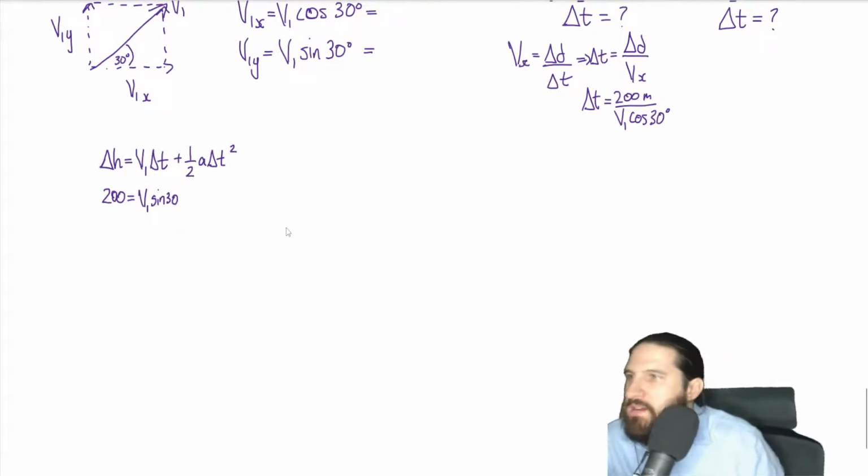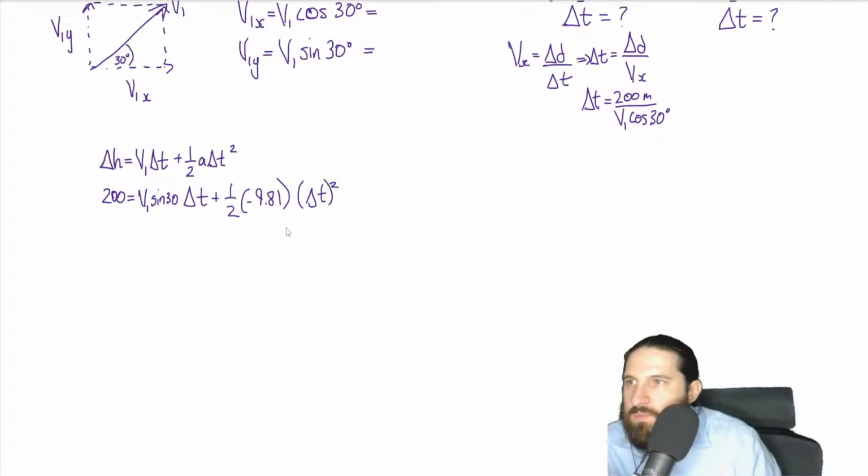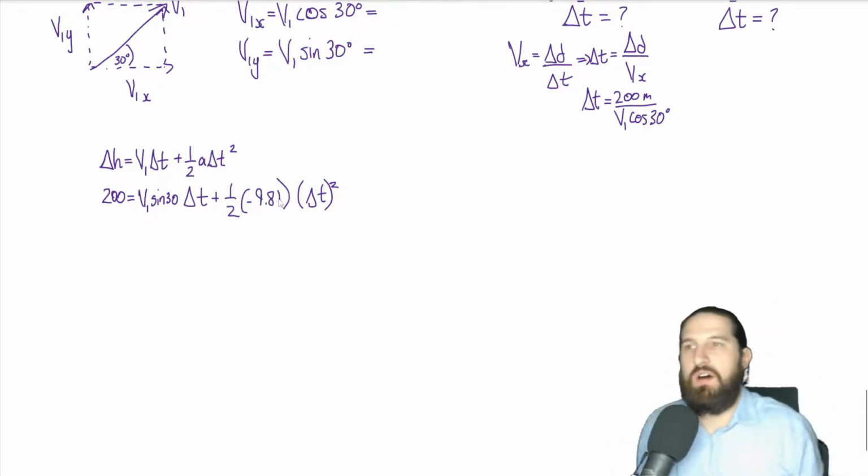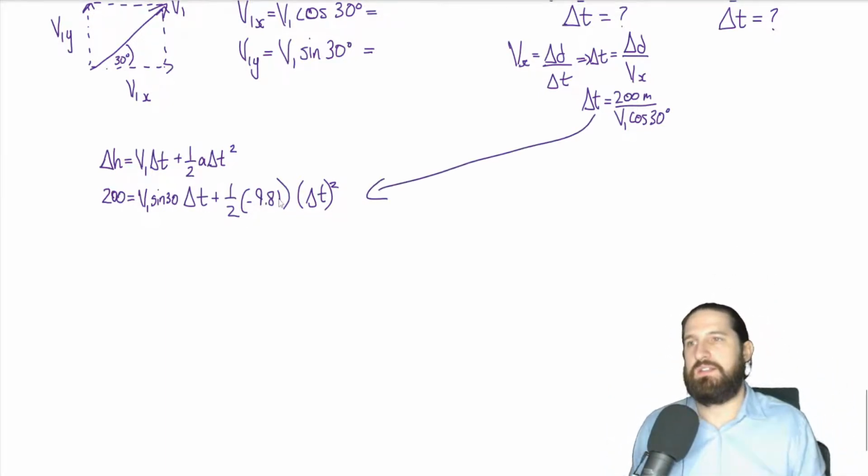Okay, so then that times delta t, which we're just going to say is delta t for now, plus 1/2 negative 9.81, our acceleration, times delta t squared. Okay? And so we need to solve for delta t, right? Well, we'd need to rearrange for delta t by completing the square. Let's not do that. Let's just sub in our delta t into this equation.